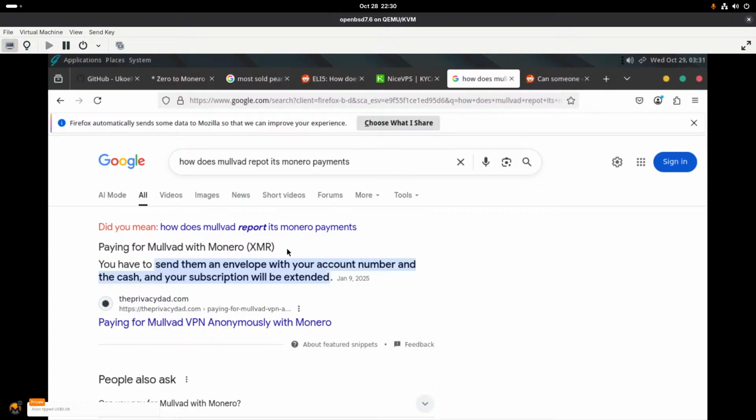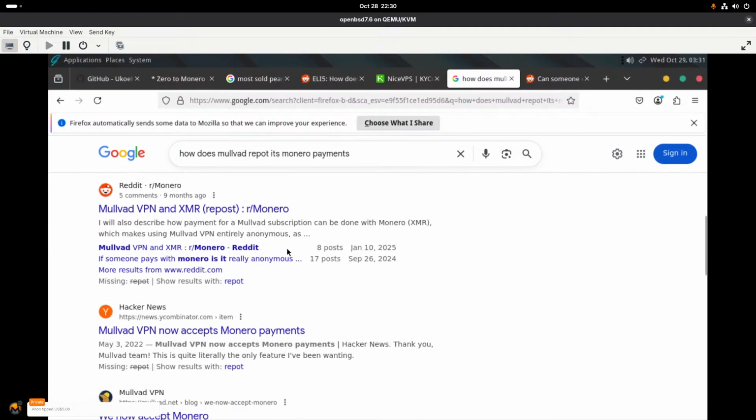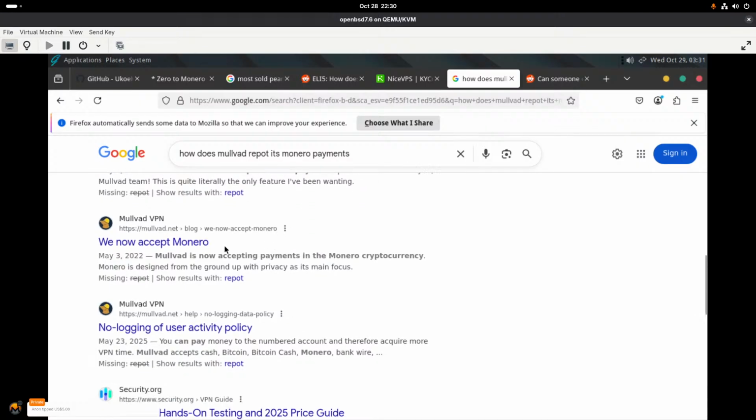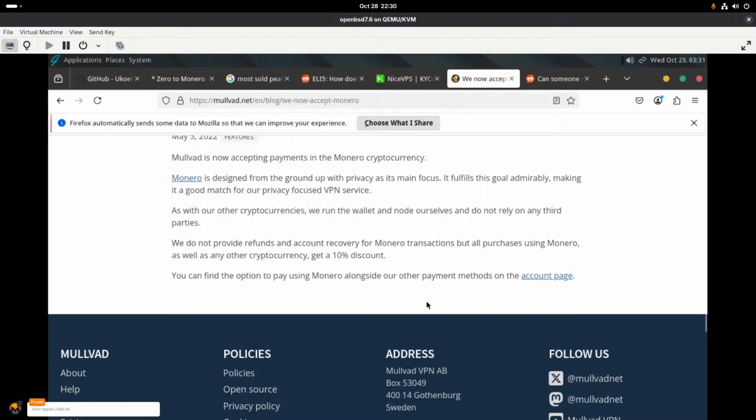You have to send them an envelope with your account number. No. Malved now accepting payments in the Monero cryptocurrency. Monero is designed from the ground up. It's our goal, we run the wallet and the nodes ourselves. We do not rely on any third parties. We do not provide refunds and account recovery for Monero transactions, but all purchases using Monero, as well as any other cryptocurrency, get a 10% discount.